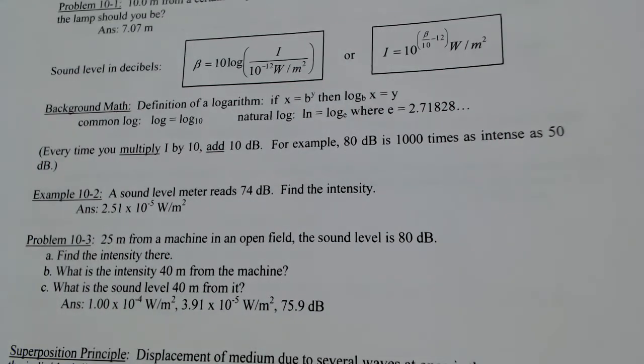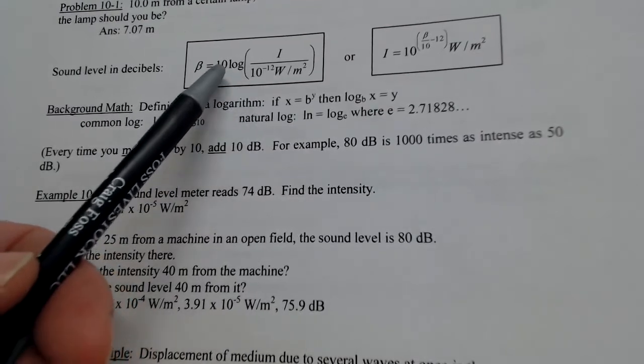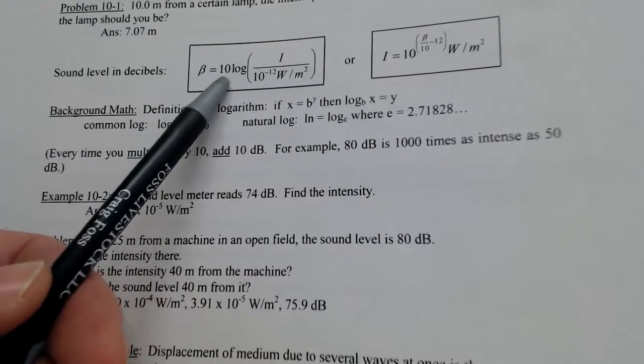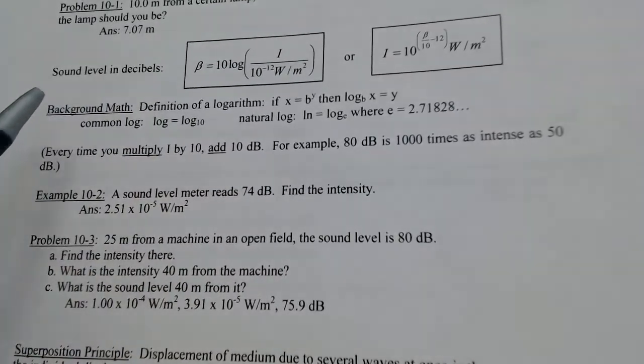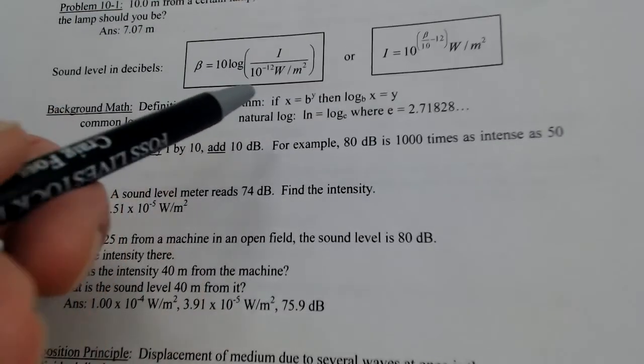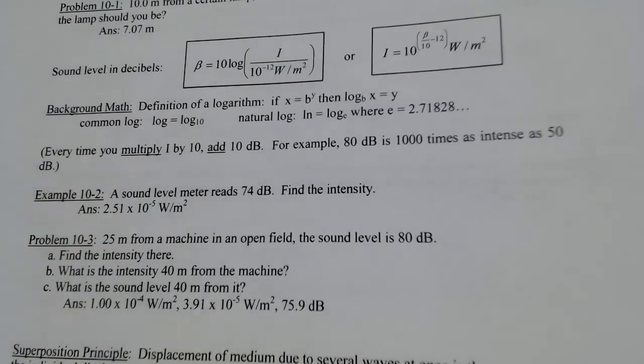Number 2 asks you to find the intensity in watts per square meter from the sound level in decibels. Well, if all you had was this equation on the left, to solve for I, you'd have to first divide by 10, and then take the exponential function of both sides, 10 to the x of both sides, to get the log off of there. And then finally multiply both sides by 10 to the negative 12.